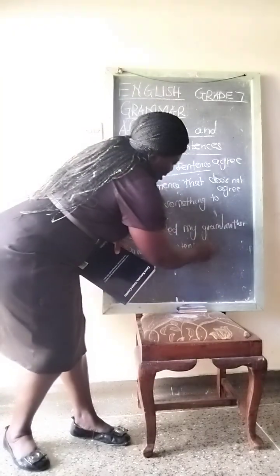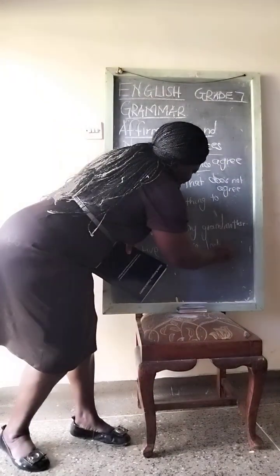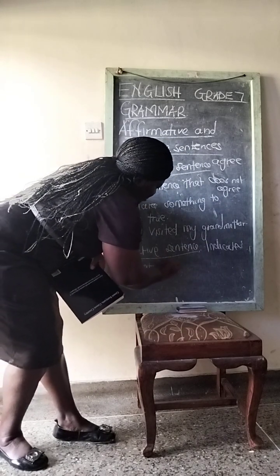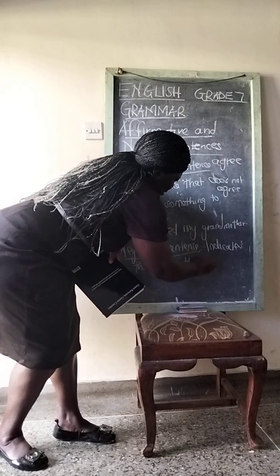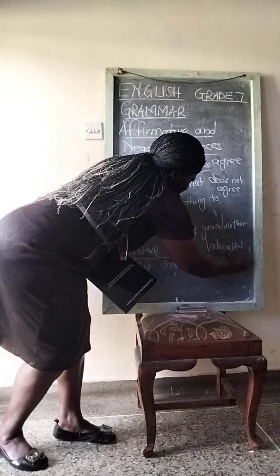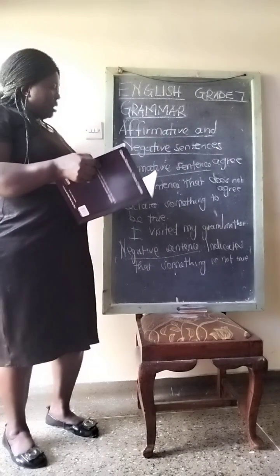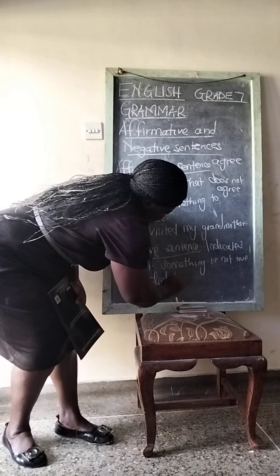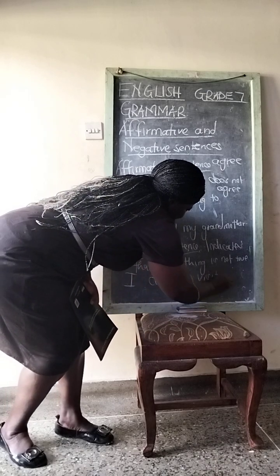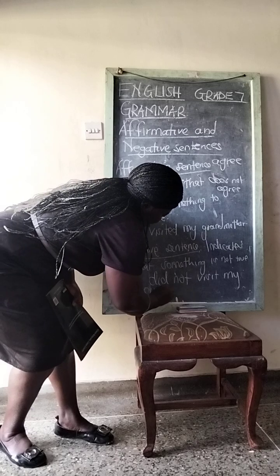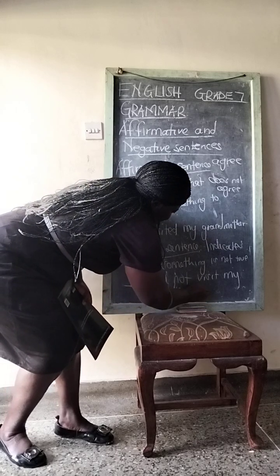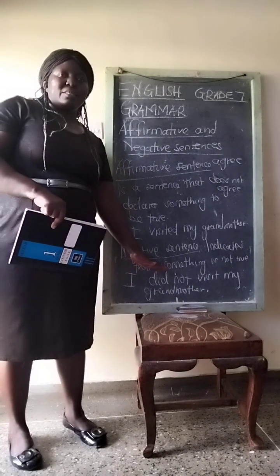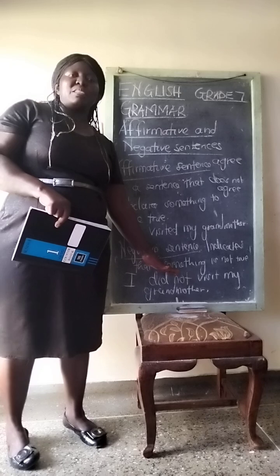Negative sentence. This one indicates that something is not true. For example, I did not visit my grandmother. This statement declares that I did not visit my grandmother. Yes, I did not visit my grandmother.